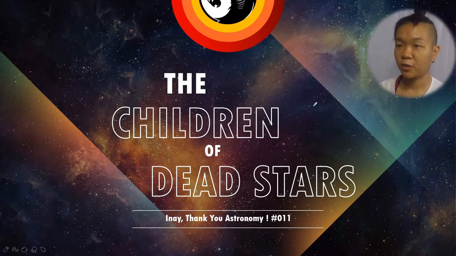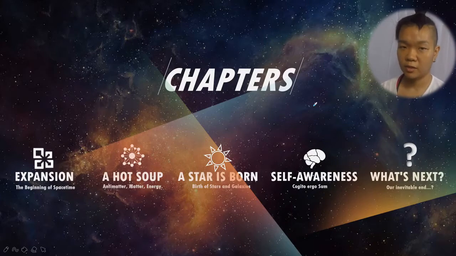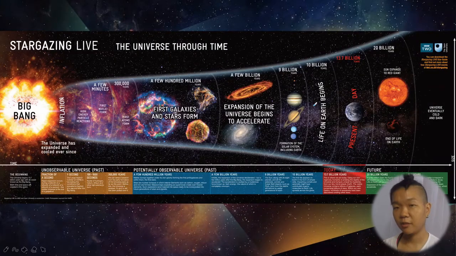So bakit the children of dead stars? You're gonna have to stick around to the end of the video to find out. We're going to divide the story of the universe into 5 main chapters, which I just made up myself. We will be using this visual aid. You can download this from bbc.com. They created this poster in collaboration with the Open University.